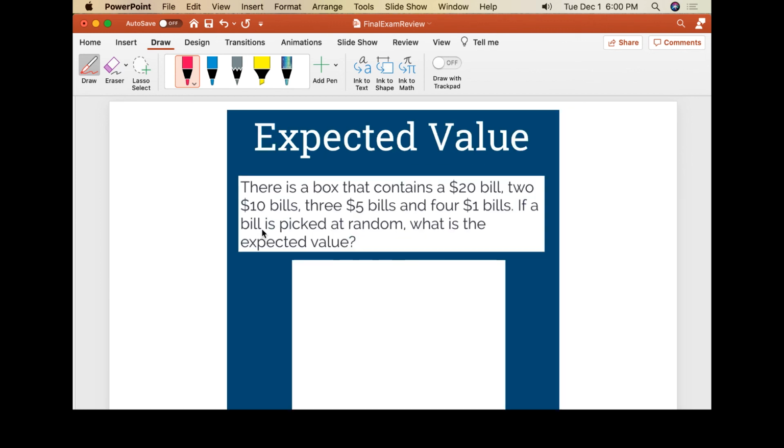Expected value is another topic that we should probably go over. So let's take a look at this one. There is a box that contains a $20 bill. So let's say one $20 bill, two $10 bills, 3 $5 bills, and 4 $1 bills. What this actually is, is a weighted average. So it's saying, if a bill is picked at random, what is the expected value?